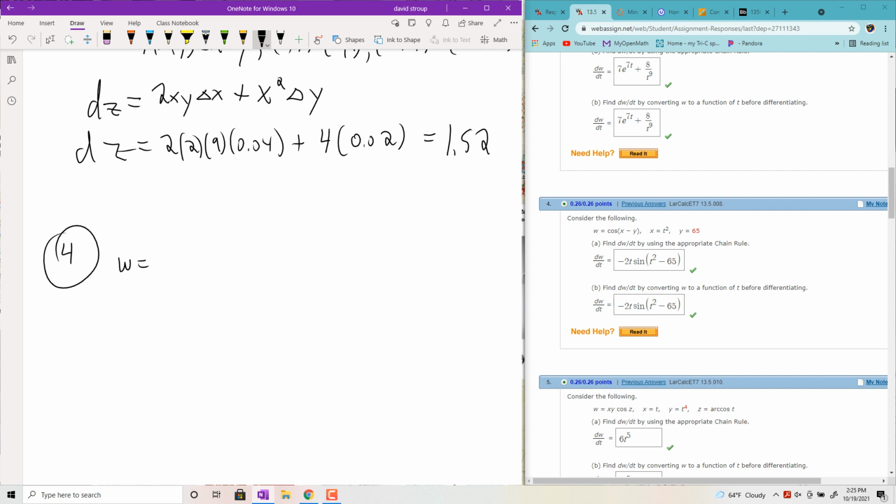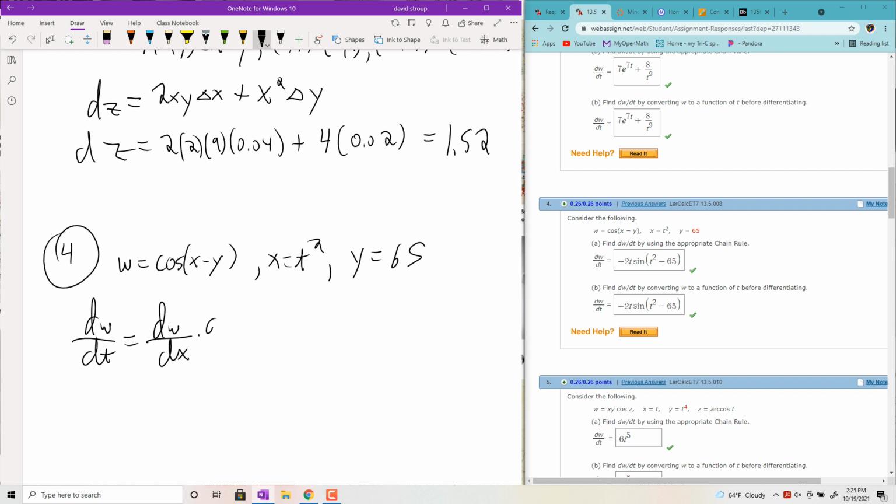So number 4, w equals cosine of x minus y. X is defined as t squared, y is just 65. And I'm after the derivative of w with respect to t. So from the chain rule, that's going to be the partial of w with respect to x times the derivative of x with respect to t, plus then the partial of w with respect to y times the derivative of y with respect to t. So you just fill in the blanks then.